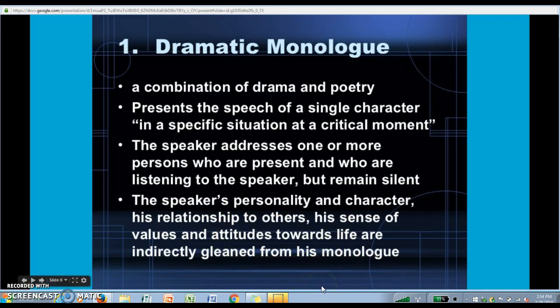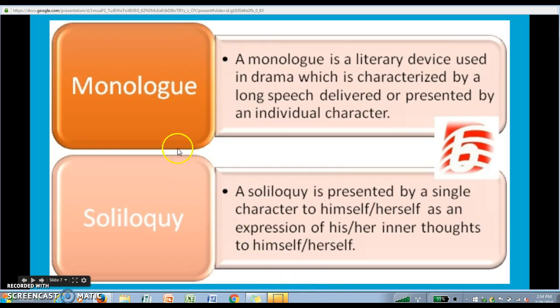So let's look more in depth into the third point. The difference between a monologue and a soliloquy is very important to understand. A monologue is a literary device used in drama, which is characterized by a long speech, "long" is the imperative word, delivered or presented by an individual character. What this means is that the character is speaking, people are listening, but they don't actually talk back to the character. They're just there, but they're in on the information that the character has said out loud.